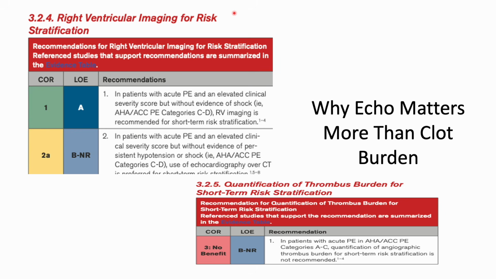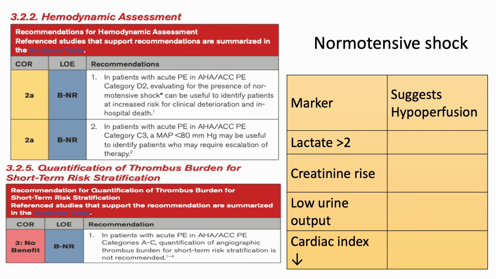So, what is the guidelines' recommendation on thrombus burden? The recommendation is grade 3, no benefit. So, in patients with acute PE in category A to C, quantification of angiographic thrombus burden for short term risk stratification is not recommended. So, for A to C, you would not depend on the clot burden or the thrombus burden to decide whether this patient needs an ICU, needs therapy. You would go and do an echo for RV imaging.